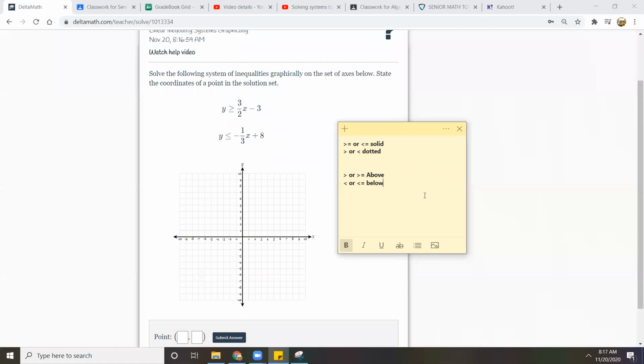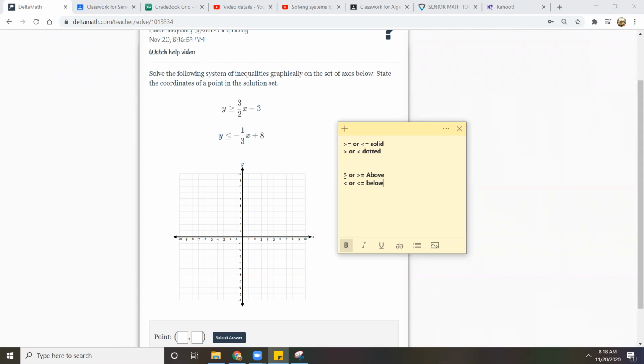All right, so to solve linear inequalities by graphing, we're just going to graph these lines like we normally would, but we have to remember a couple of things. If it's greater than or equal to or less than or equal to, or if it has that line underneath, it's going to be a solid line. If it's just greater than or less than, it's going to be a dotted line.